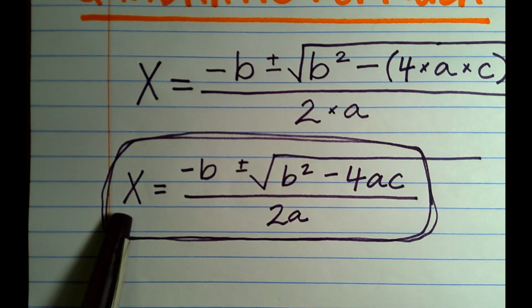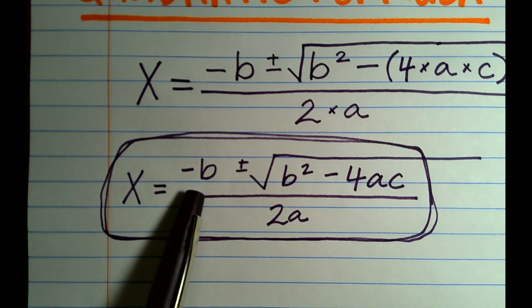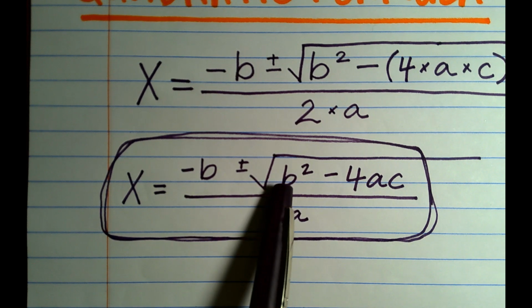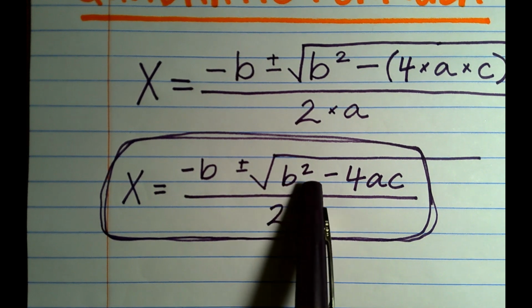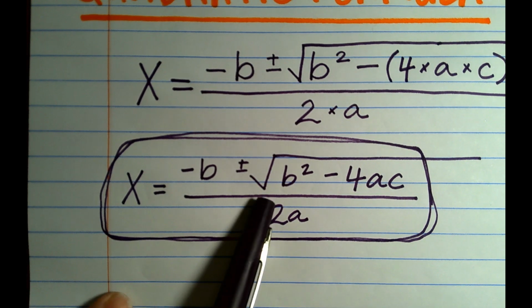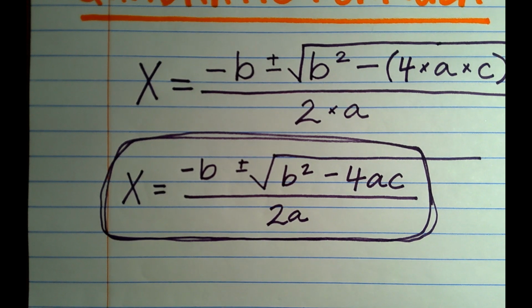Ready? X equals negative b. Plus or minus the square root of b squared minus 4ac. All over 2a. Yeah! Come on, y'all. That was good. Can we do it again?